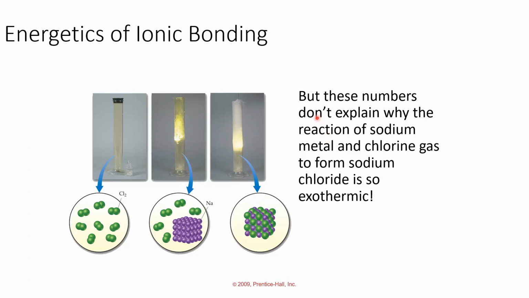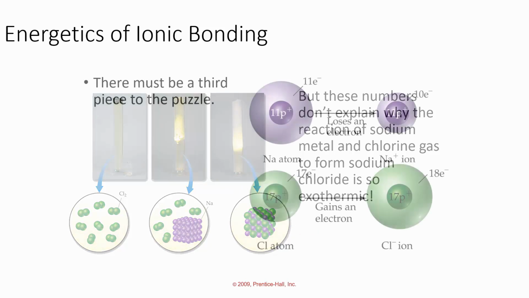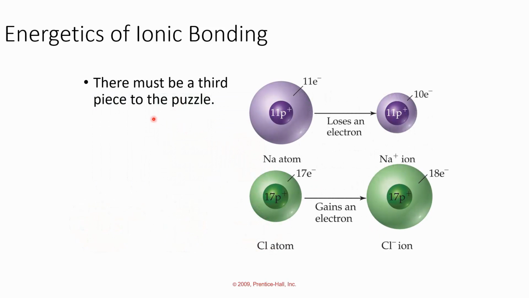Okay, now, again, but these numbers don't explain why the reaction of sodium metal and chlorine gas to form sodium chloride is so exothermic. So if we look here, the reaction between Cl2 gas, as you can see, and sodium metal to form sodium chloride crystals. So what we can say is, there must be a third piece to the puzzle.